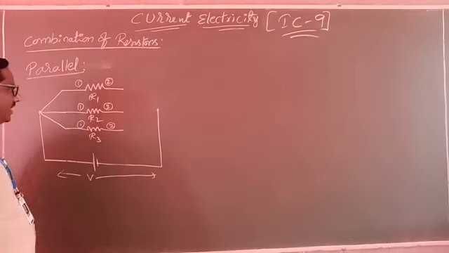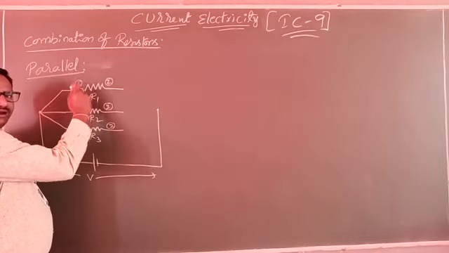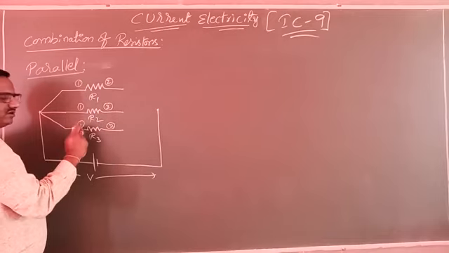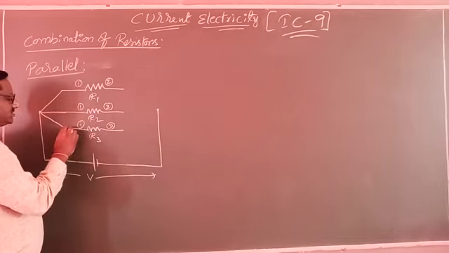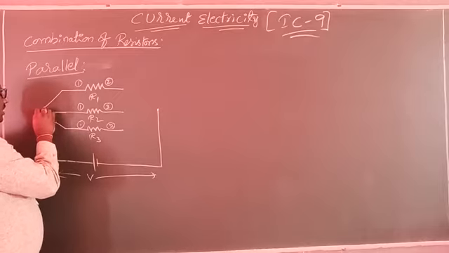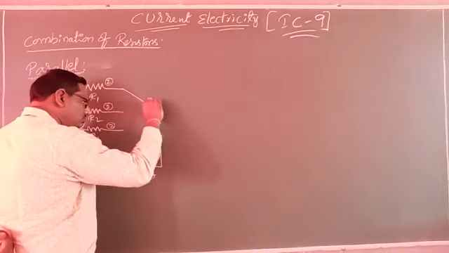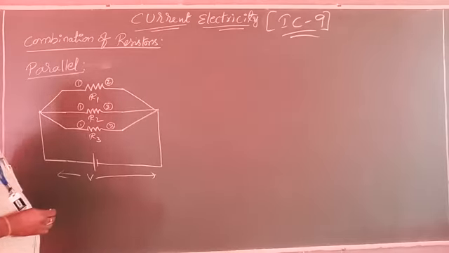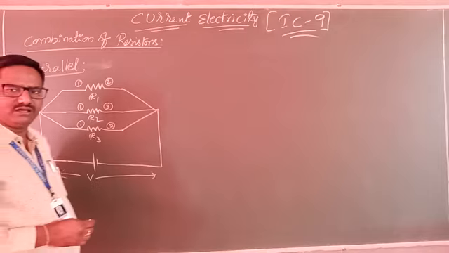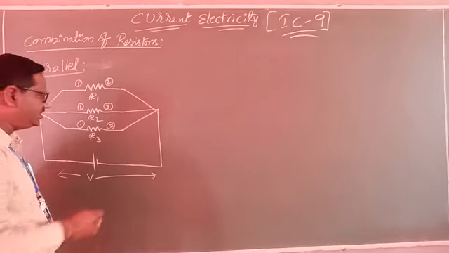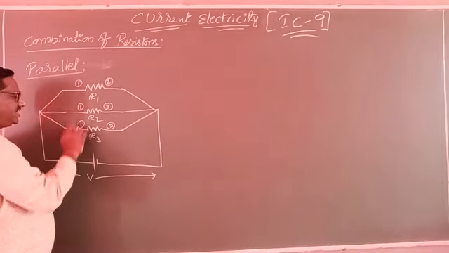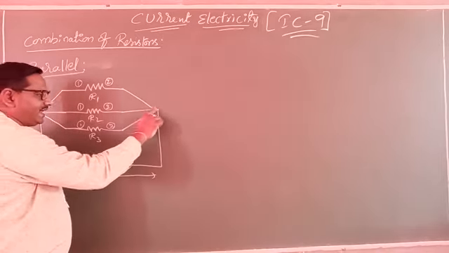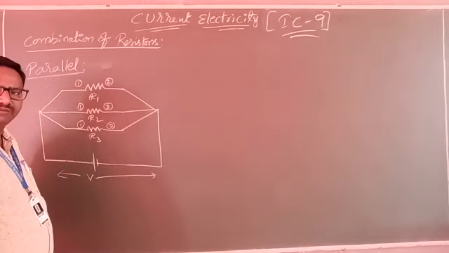Clear? Now what I want to connect here is very, very simple. All first terminals are connected at one end, and all second terminals are connected at another end. Then this combination is called a parallel combination. Here, all first ends where you connected will be connected to one terminal of the battery, and the other terminal will be connected to the other terminal of the battery.